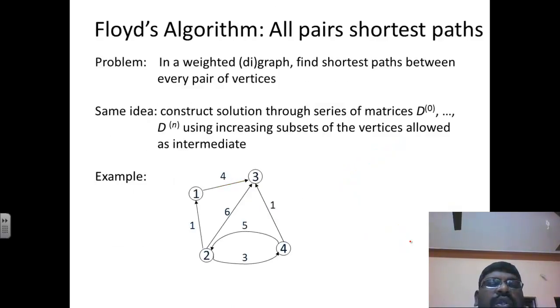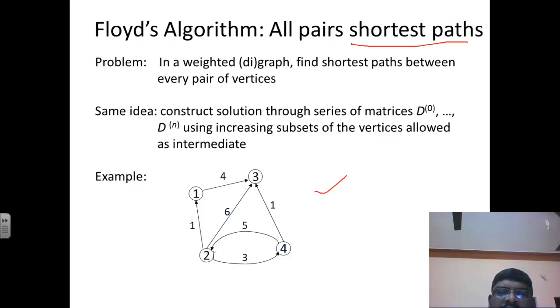Now let us move to the next algorithm called Floyd's algorithm. Once again this is also similar to that one, but here the objective is how to find the shortest path between all pairs in the graph. Suppose 1 2 3 4 are the 4 vertices. Now I want to find out what is the shortest path between any two.